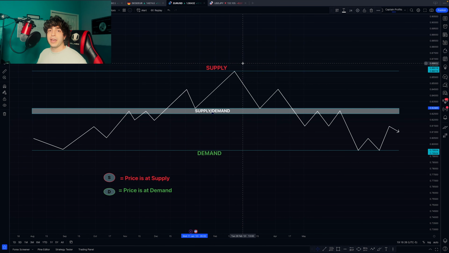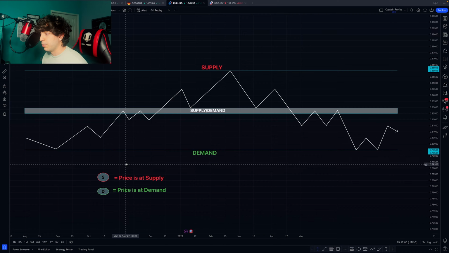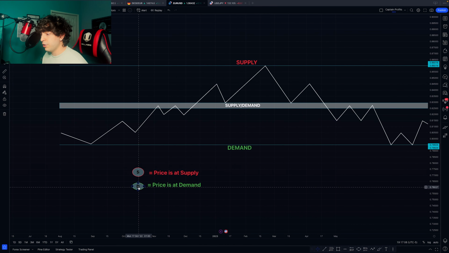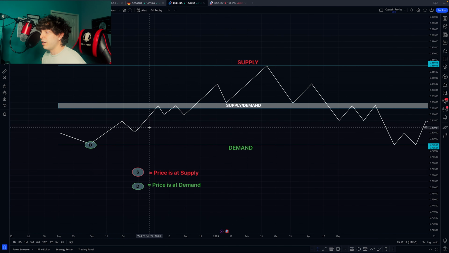I'm going to highlight the areas where price was at supply and where it was at demand, so you have a better grasp of the concept. So I have my little supply bubble and my little demand bubble. So we see here, price was at demand. Then here we have price at supply. Since there was a good supply there and demand was not strong, price came down, came back up.